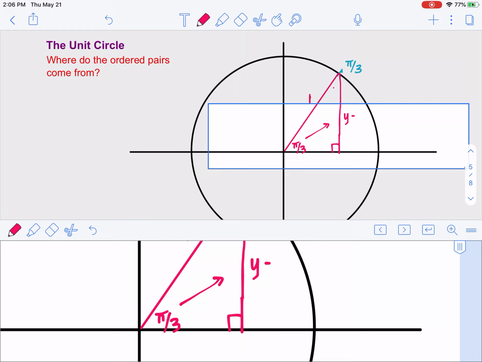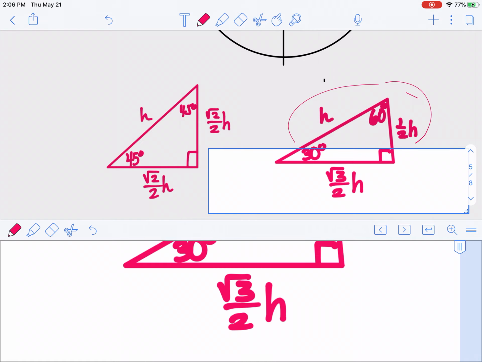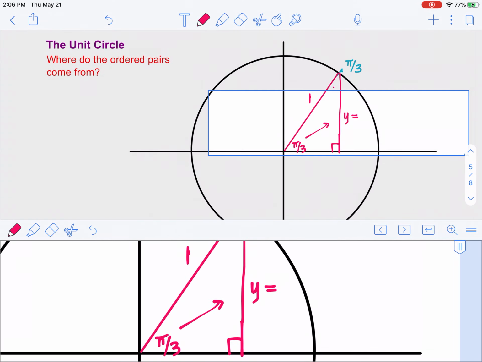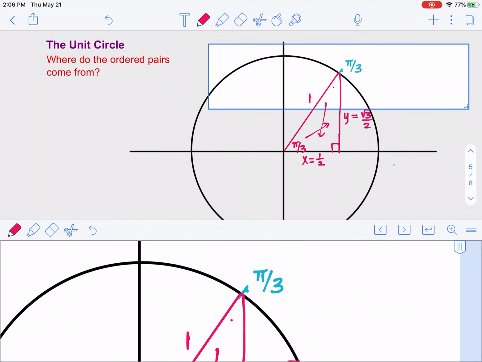So opposite of the 60-degree angle is where we get root 3 over 2. So root 3 over 2 times the hypotenuse of 1. And opposite of the 30-degree angle, we get that it's half of the hypotenuse, which is 1. And so this ordered pair, thinking about ordered pairs x and y, has to be 1/2, root 3 over 2.